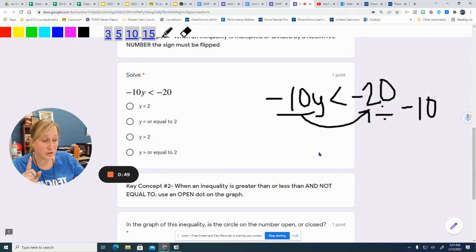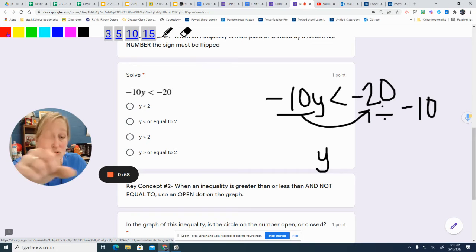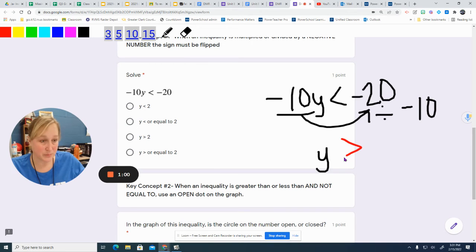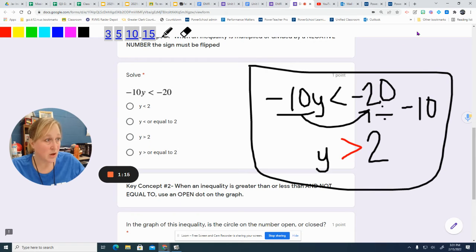Now, the first thing I'm going to do is bring down my y, but I divided by a negative. Divided by a negative means I have to flip the sign. Okay? And negative 20 divided by negative 10 will be y is greater than 2. So your answer is right here. If you're writing on paper, this is what I expect on your paper.